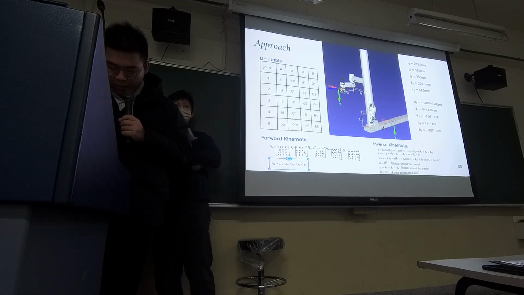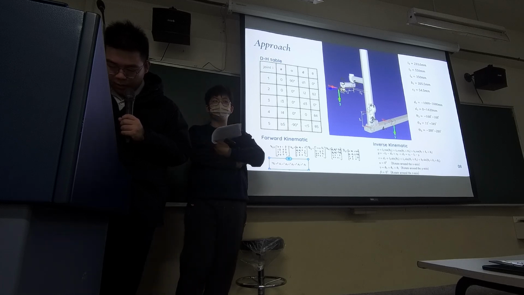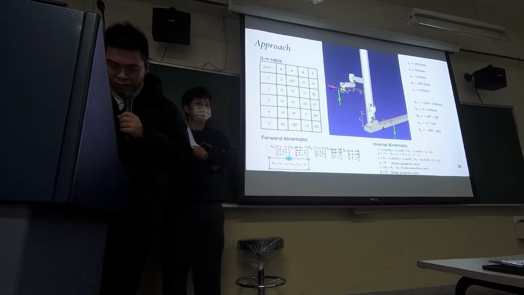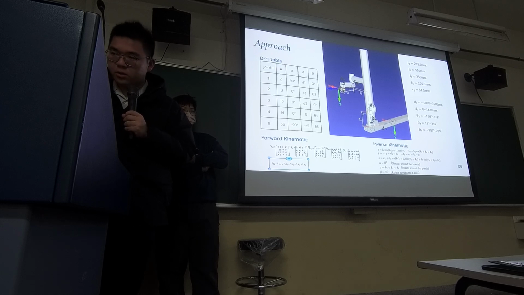In the forward kinematics section, we calculate the position and orientation of the end effector using transformation matrices. While in the inverse kinematics, we use the given formulas to determine the joint angles required to achieve precise picking and placing actions based on the target position.